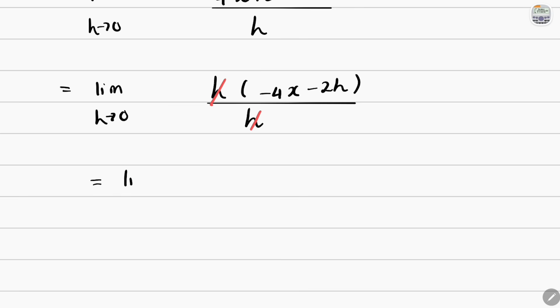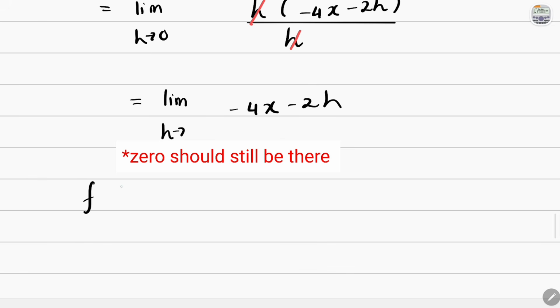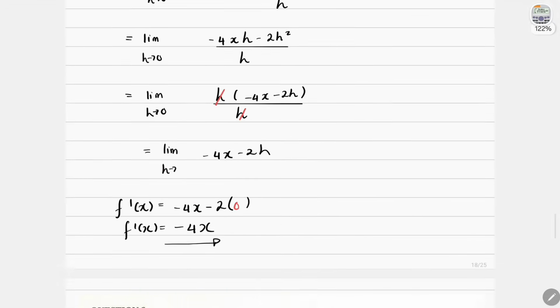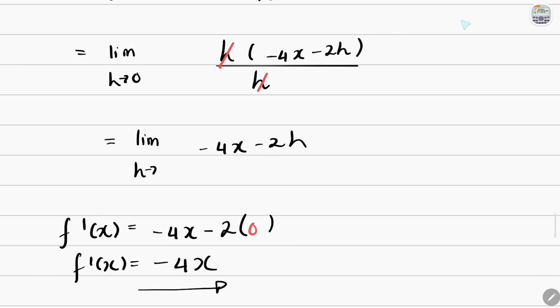Now at this point, you can choose to just write this or substitute. So I'm just going to write it one more time. And now finally, f prime of x is equal to negative 4x, and in place of h, we're going to substitute 0. So f prime of x is finally equal to negative 4x, and that is our answer. Moving on to the next question.